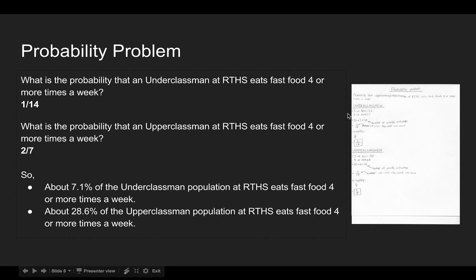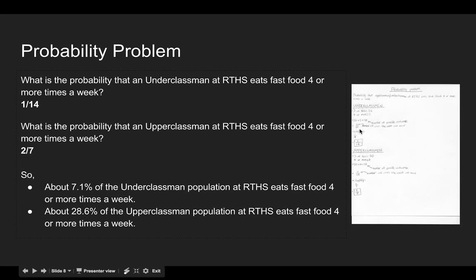Here's where we counted how many data points were 3 or less and how many were 4 or more for both of them. Then we added them up to get the whole sample size for the probability, at least for the underclassmen and upperclassmen, not the entire sample size, which was 56. It was 28 for both because there were 28 underclassmen and 28 upperclassmen.